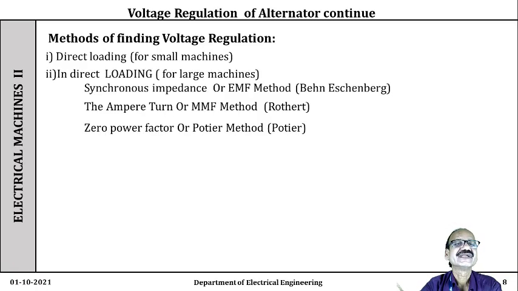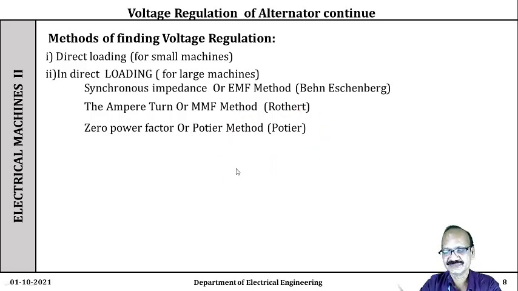Now let us see what are the methods of finding the voltage regulation. The first one is the direct loading method, and that is generally used for small machines, whereas the second is the indirect loading method, that is used for large machines. And these indirect methods are the synchronous impedance method, also known as the EMF method, and it is also called the Bain-Isenberg method, named after the scientist. Then the second method is the ampere turn method or MMF method, that is also known as the Rutherford method. And the third one is the zero power factor or Portier method, named after the scientist Portier.